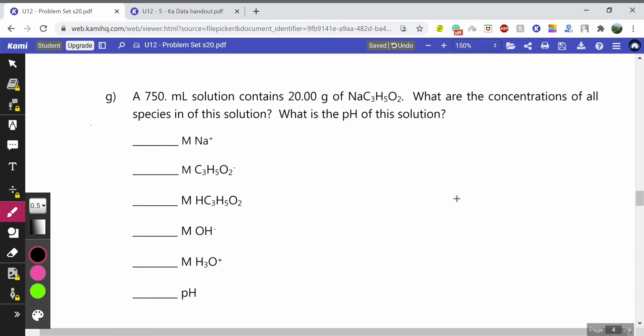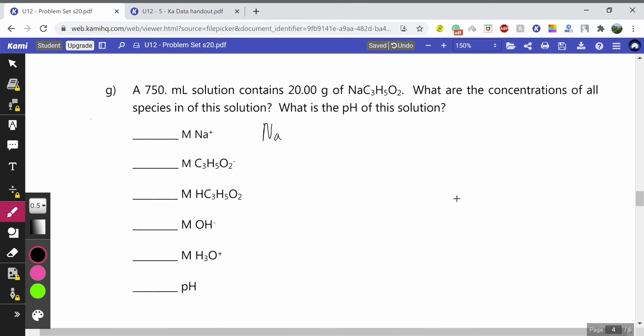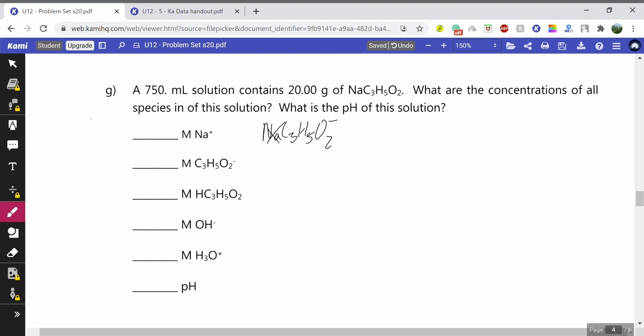So for this problem, we're going to have to find every single species, and we can do so by writing our hydrolysis first. Again, Na is from a strong base and is a weak conjugate acid which will not undergo hydrolysis, so C3H5O2 minus is the only thing that's going to undergo hydrolysis. We can add water to it, plus H2O, forms equilibrium as HC3H5O2 plus OH minus. Because this is a base, it's going to accept a proton. And now we're going to have to find molarity without being given it directly.